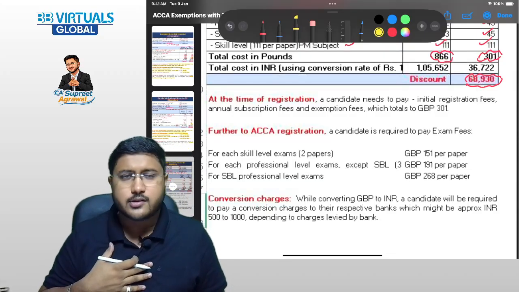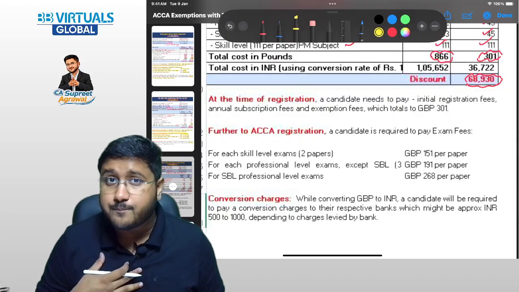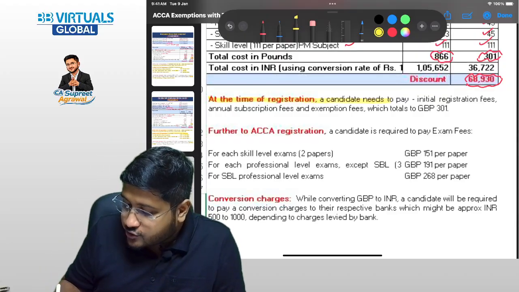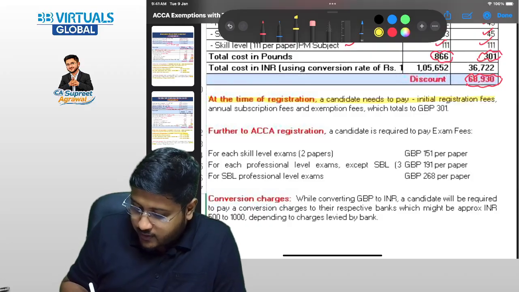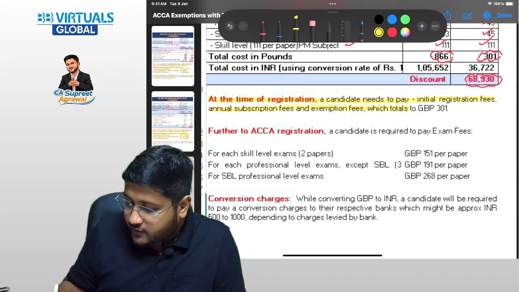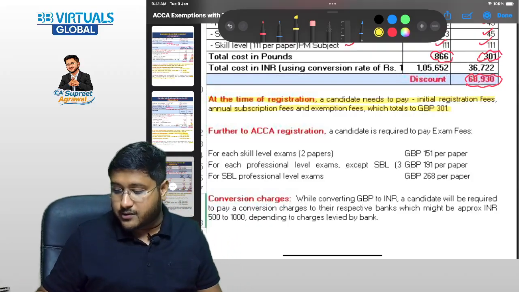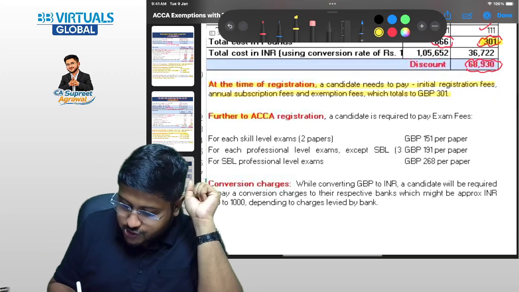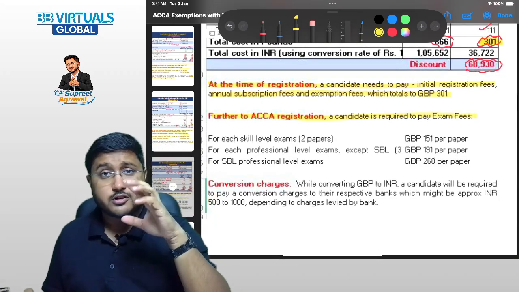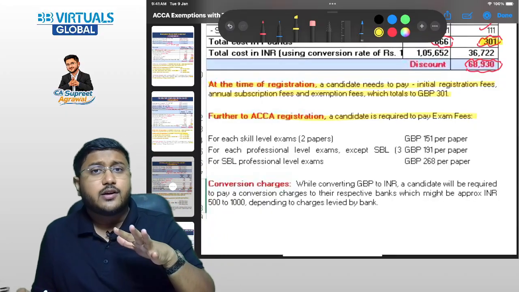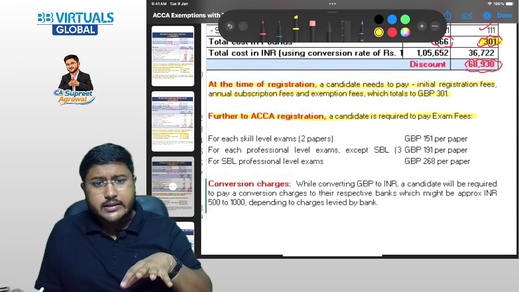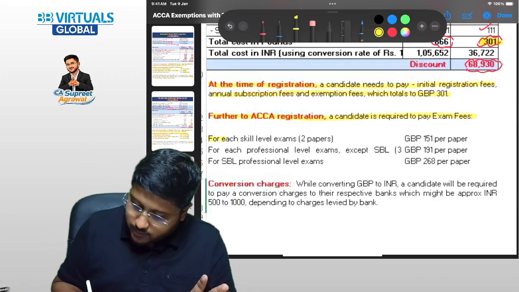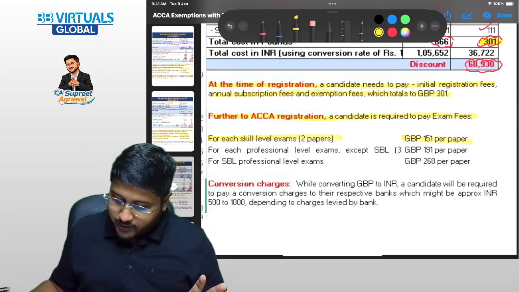Now certain other details, the notes that you should be aware of when you register with us, because that is very important as per transparency. At the time of registration, a candidate needs to pay the initial registration fee, annual subscription fee, and exemption fees, which totals to GBP 301. This is taken from here, 301. Further to ACCA registration, a candidate is required to pay the exam fees, which is paid directly to the ACCA body. And here we need to understand that no discounts are provided for the exam fees.